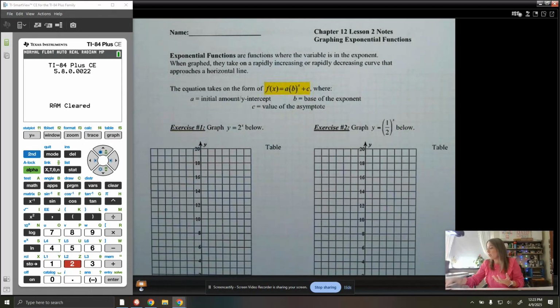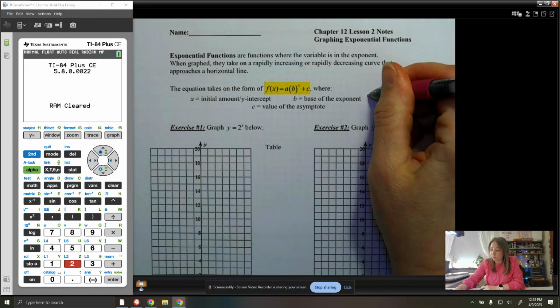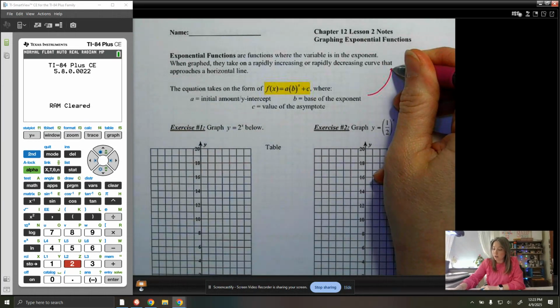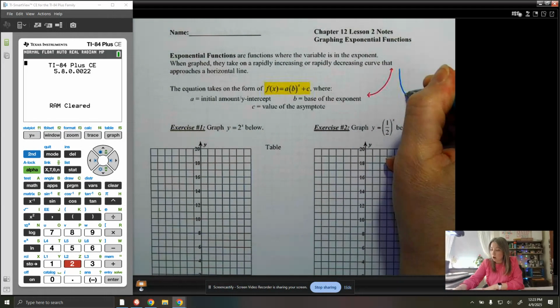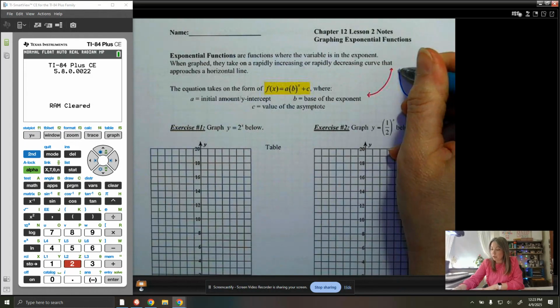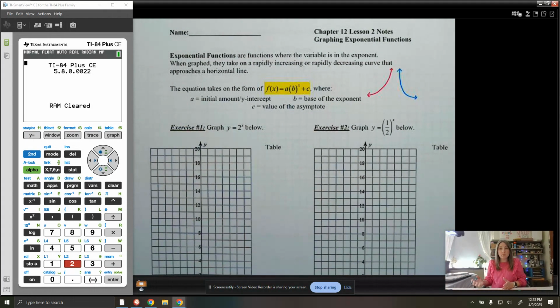And so if we are considering the general shapes of our exponential functions, exponential growth functions are very rapid increases, while exponential decay functions are very rapid decreases. And so these rapidly increasing or rapidly decreasing curves are what we use to talk about exponentials.